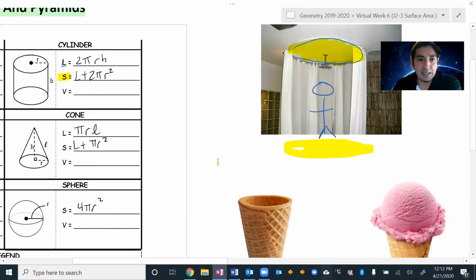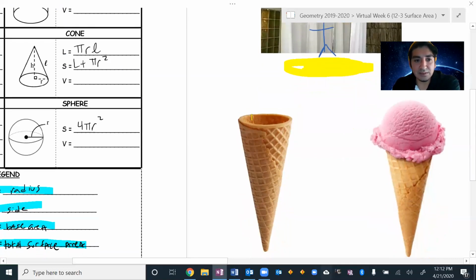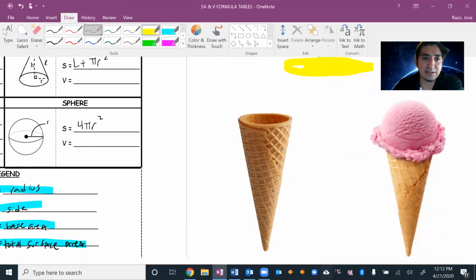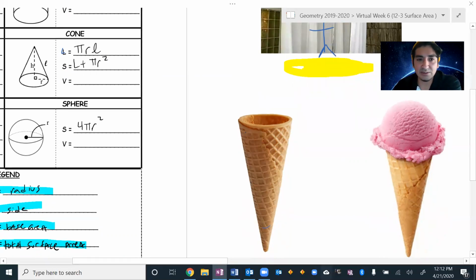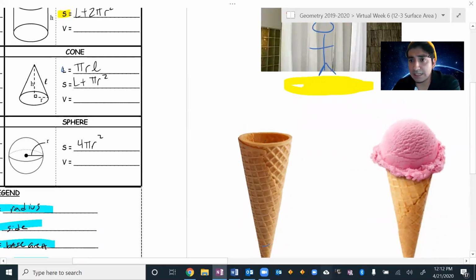Okay, so for the cone, for the lateral, we're using the surface of this ice cream cone. Everything that's around here is going to be the lateral surface area of it. Sometimes a cone does not have the little ice cream on it, right? So whatever the cone has that you have in your hand, that's going to be the lateral surface area. So everything that's around the cone.